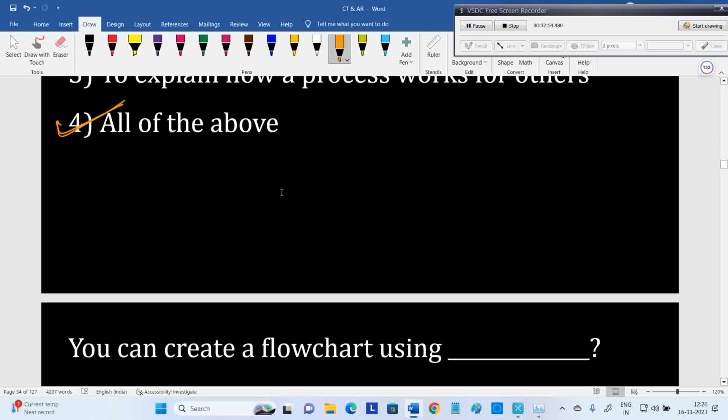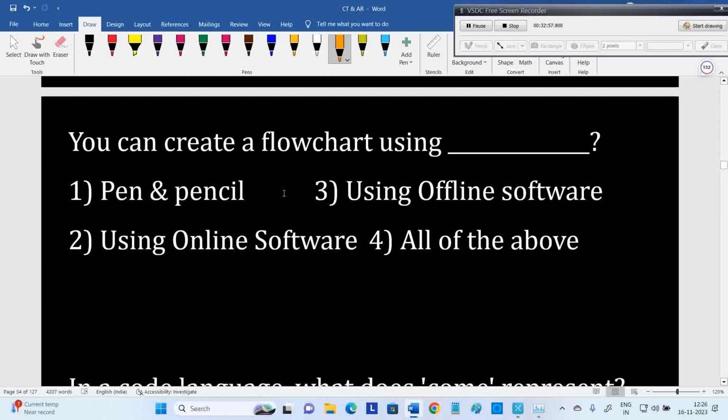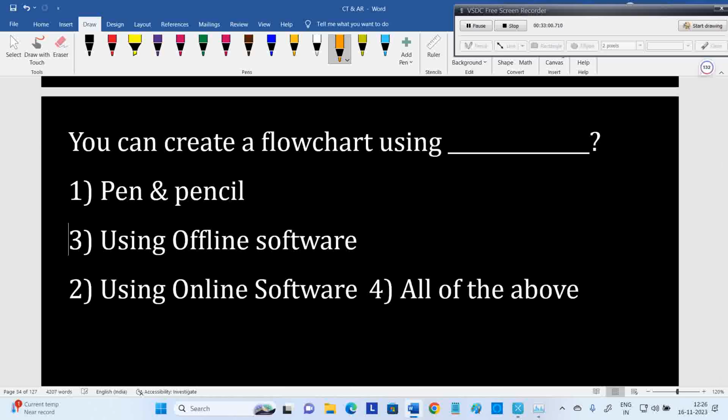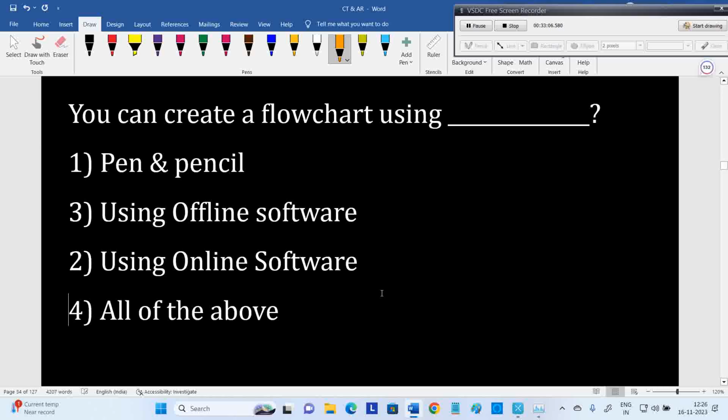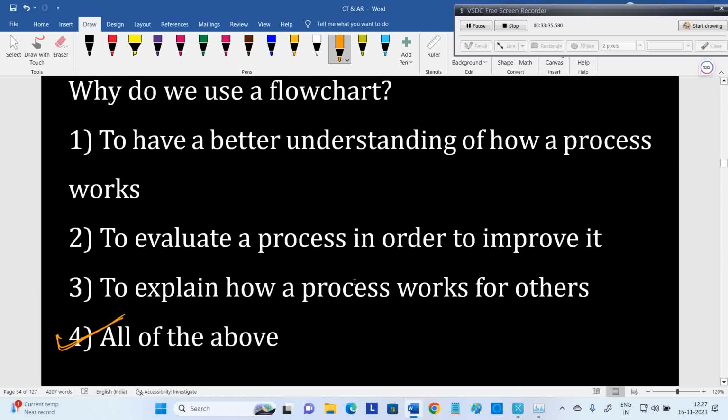Okay, don't miss this. Next one, you can create a flowchart using pen and pencil, yes. Using offline software, using online software, yes. All the above. Yes, you can use pen and paper, and there are software tools for flowchart creation. All the above. See these basic questions. Previously you may think critical thinking or critical reasoning takes too much time, but now things have changed. You can create a flowchart using all the above. And this is the use of a flowchart.